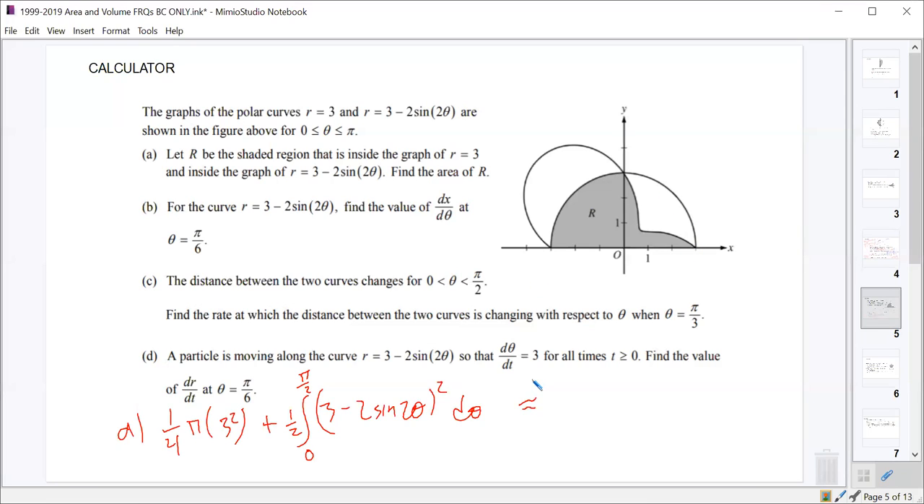And what did that come out to be? 9.708. Sound good to everybody? And 3 points for that, 1 for the integral, 1 for the right limits, and 1 for the final answer.